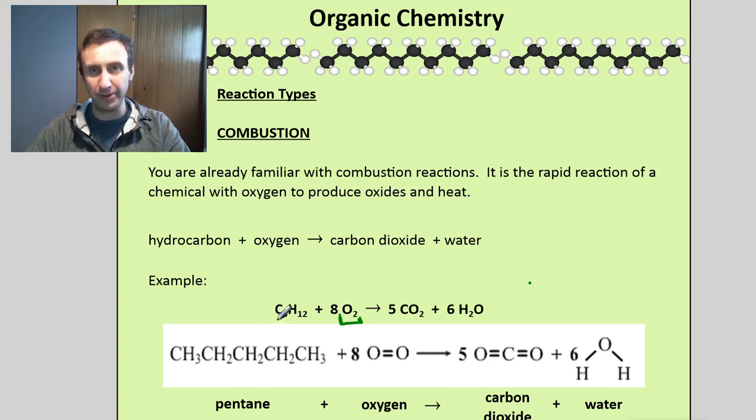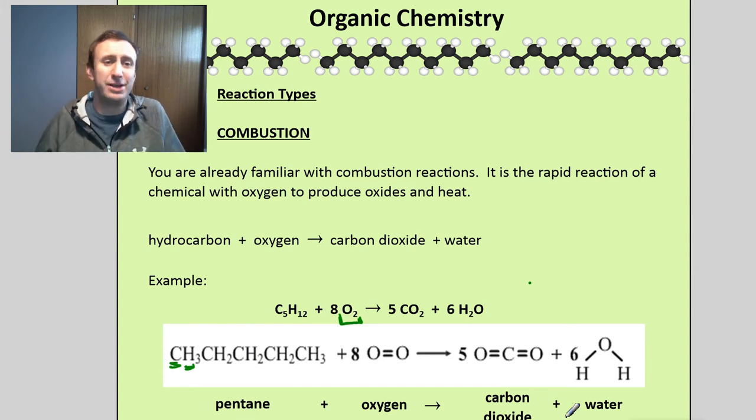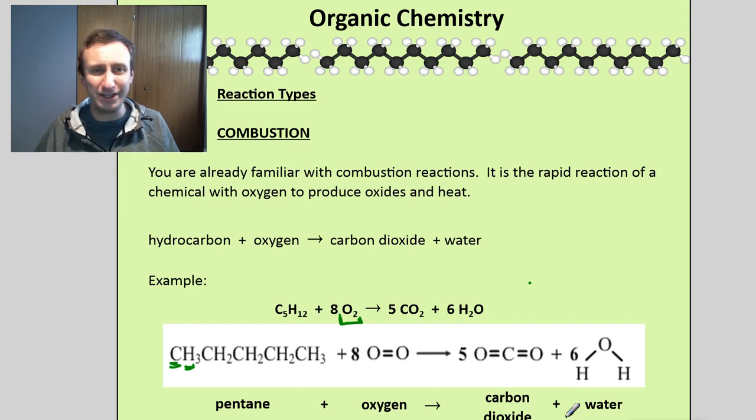For a hydrocarbon, that's really simple. I have carbon and I have hydrogen in that fuel, so I'm going to get carbon dioxide and water vapor, H2O gas, as products. If I have pentane and oxygen, then I get carbon dioxide and water as products. I don't even know what else to say about this. You already know about combustion. You're just doing it here.